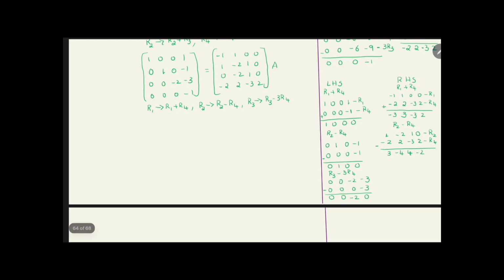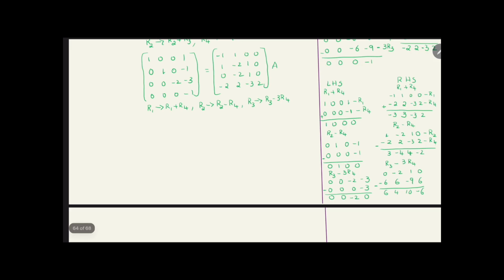Yes, next. What is the last operation? It is R3 minus 3R4. Okay, what is the third row? Third row is 0, minus 2, 1, 0. And I should multiply fourth row with 3. That is minus 6, 6, minus 9 and 6. Okay. So, I should subtract these two. 0 plus 6 is 6. Minus 2 plus 6, it is 4. 1 plus 9, it is 10. And 0 minus 6, it is minus 6. Is that clear, students?